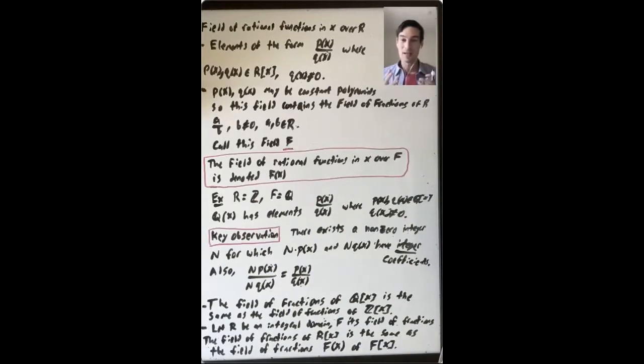So if you want to understand the field of fractions of a polynomial ring, R bracket X, where R is an integral domain, then all you really have to think about is first take the field of fractions of R and then take the field of fractions of the polynomial ring, where instead of taking coefficients in R, you take coefficients in F. It doesn't make a difference if you take the coefficients to be in the integral domain or in the field of fractions of that integral domain.